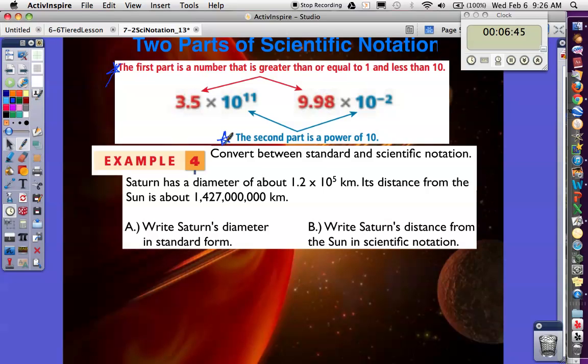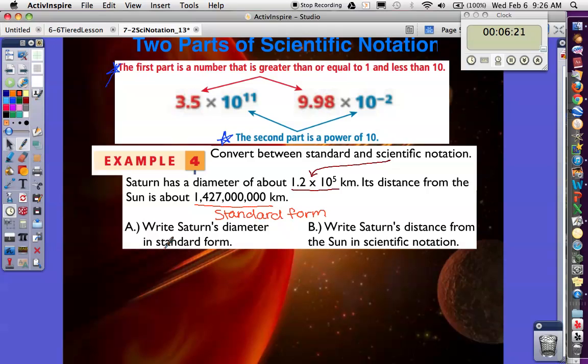So we're going to convert back and forth between standard and scientific notation. Make sure you know which one's which. This number, guys, would be in scientific notation form. Okay, it's a number between 1 and 10 times a power of 10. Whereas this number over here is already starting in standard form. We're just going to convert them back to whichever one they're not in.